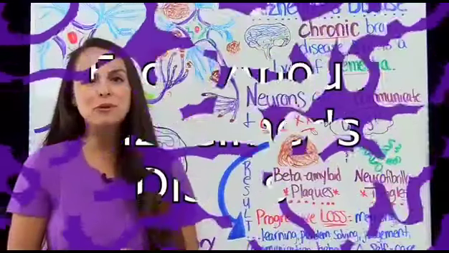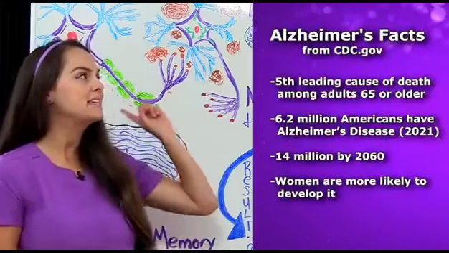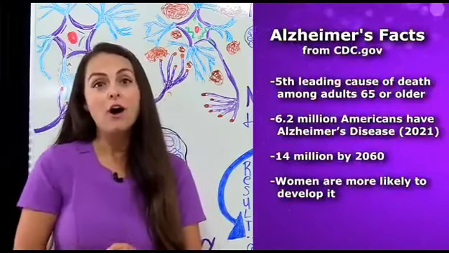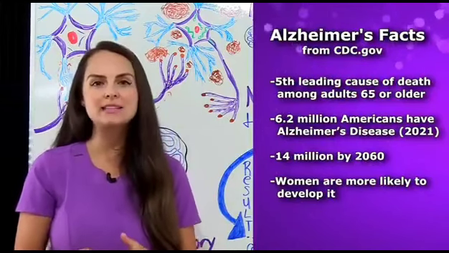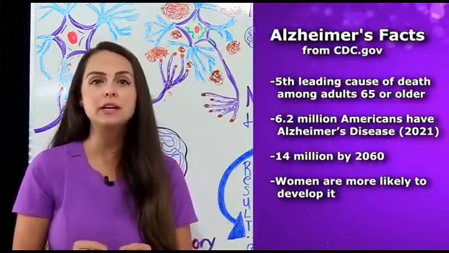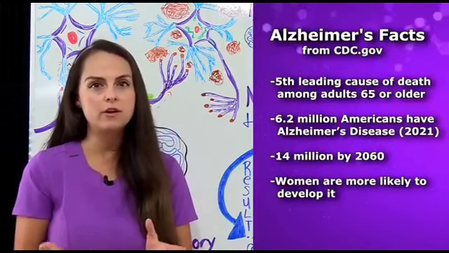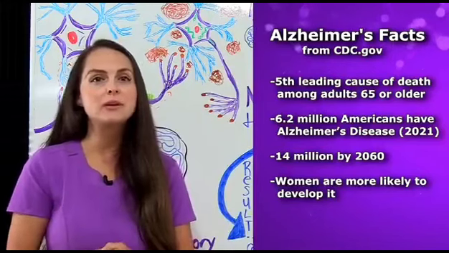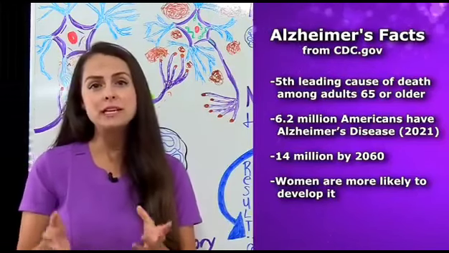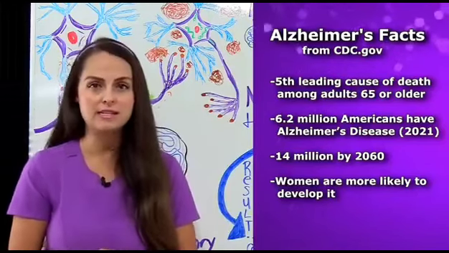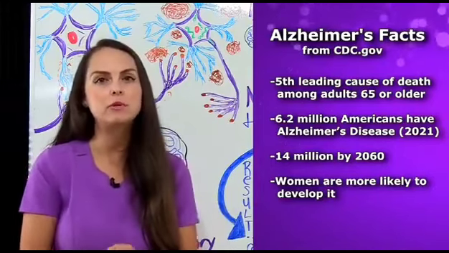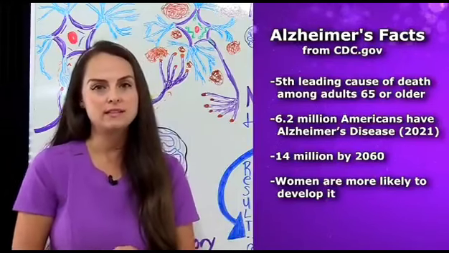Now let's look at some interesting facts about Alzheimer's disease. According to the CDC, this is the 5th leading cause of death among adults ages 65 or older. Also, in 2021, it was estimated that 6.2 million Americans lived with Alzheimer's disease. This is actually expected to increase. By 2060, they say that 14 million people could be living with this disease. So as you can see, this is a huge deal, and as healthcare providers, we really have to be familiar with this disease.